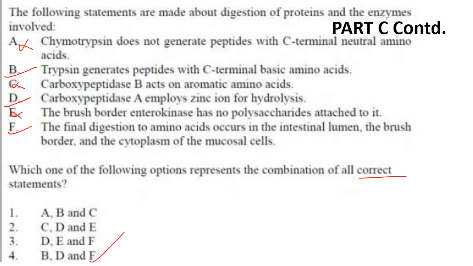Carboxypeptidase A employs zinc ion for hydrolysis. That is correct. The brush border enterokinase has no polysaccharides attached to it. That is incorrect. The final digestion of dipeptides occurs in the intestinal lumen, the brush border and the cytoplasm of the mucosal cells. That is correct. So B, D and F are correct. So the answer is option 4.